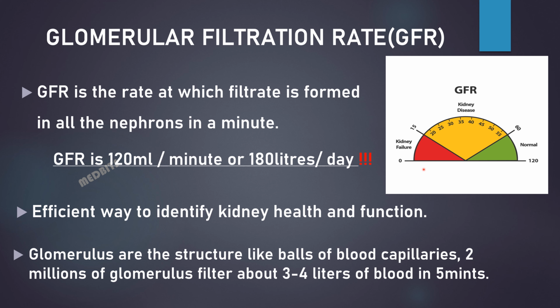You can have a look at this diagram. See, 120 is the GFR of a healthy person, and up to 60 is considered the normal healthy category. Kidney disease is diagnosed when the GFR falls between 60 and 15, and in case, unfortunately, the GFR is below 15, we call it kidney failure.